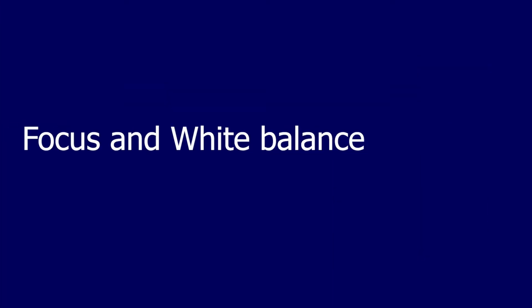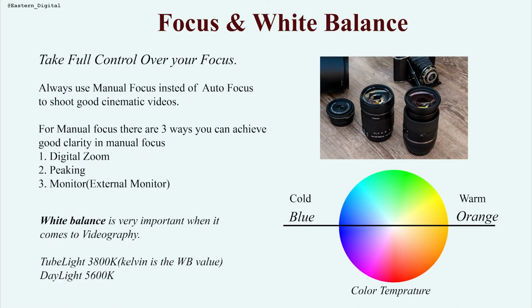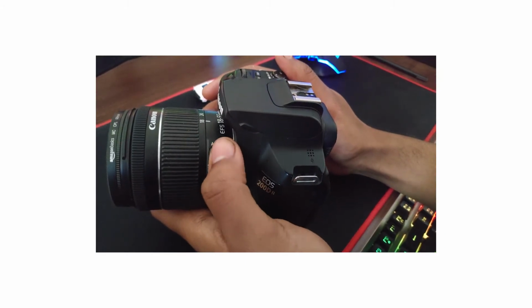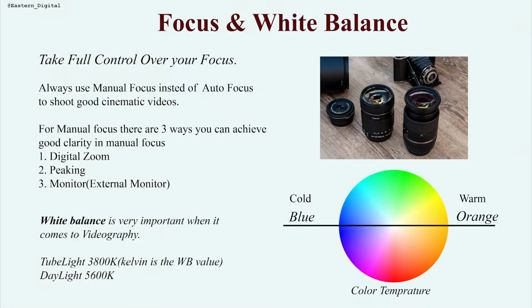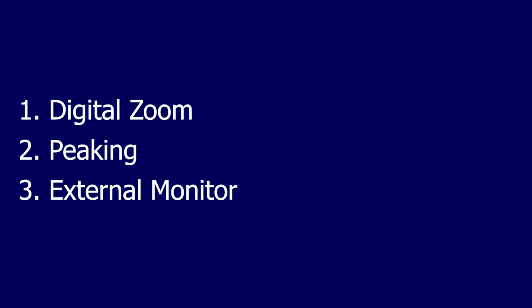Hi everyone, in this video we'll learn about focus and white balance. Most digital cameras nowadays have an autofocus system. There are dual pixel autofocus, eye autofocus, and different kinds of autofocus systems nowadays. But if you want to take good cinematic shots, then you need to master manual focus. The more control you have on your camera, the better footage you can take. In manual focus, you can achieve good clarity in three different ways. First, digital zoom, second, peaking, and third, an external monitor.